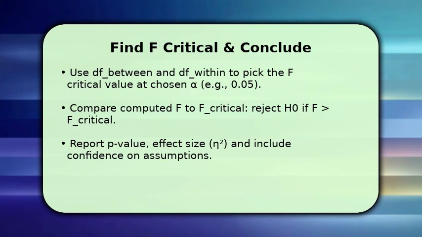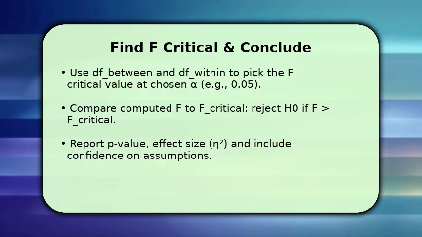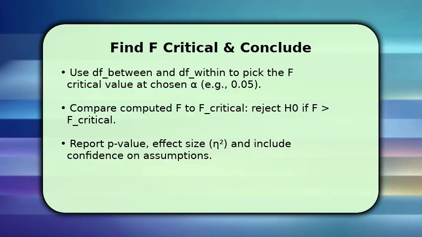Finally, determine the F critical value for your alpha using df between and df within, or compute the p-value directly from the F distribution. Then compare. If your computed F exceeds the critical value, reject the null hypothesis, otherwise fail to reject. Make sure to report the p-value and an effect size like eta squared to convey magnitude.